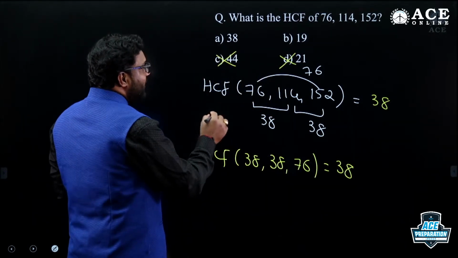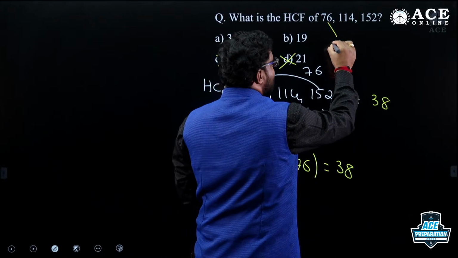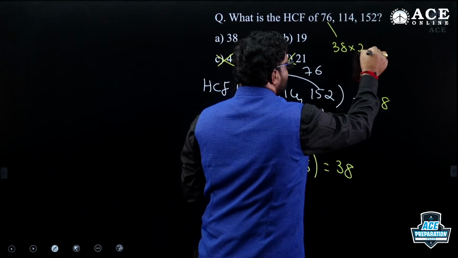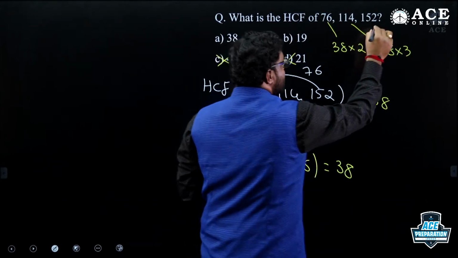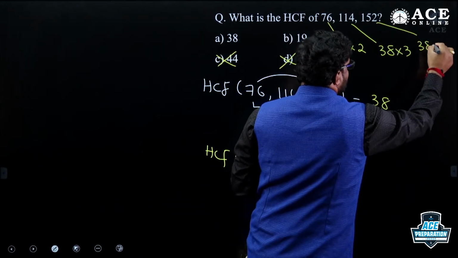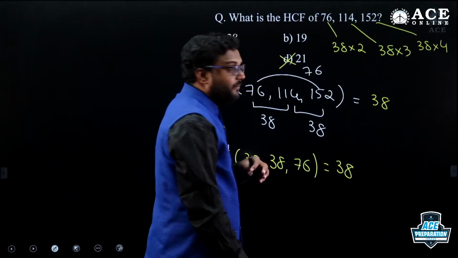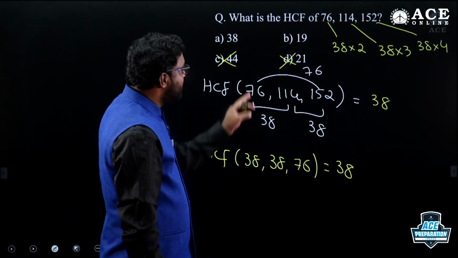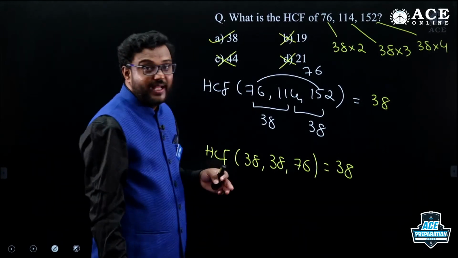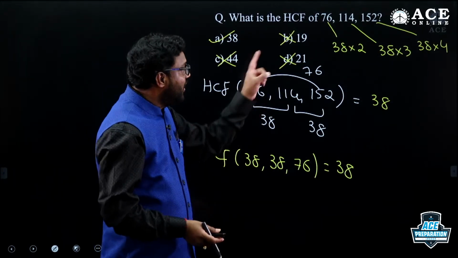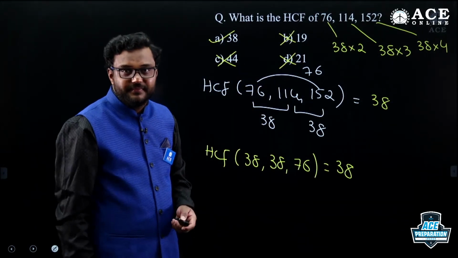And you can see every number can be written as a 38 multiple. This is 38 2 times. This is 38 3 times. And this is 38 4 times. Every number we can write like a 38 multiple. Yeah, fine, we can find the HCF is 38 here. 19 is also satisfied, but that is not the highest common factor. It is one of the common factors, not the highest one.